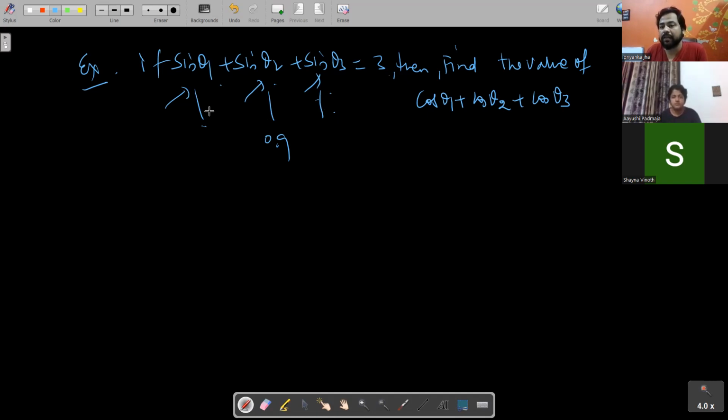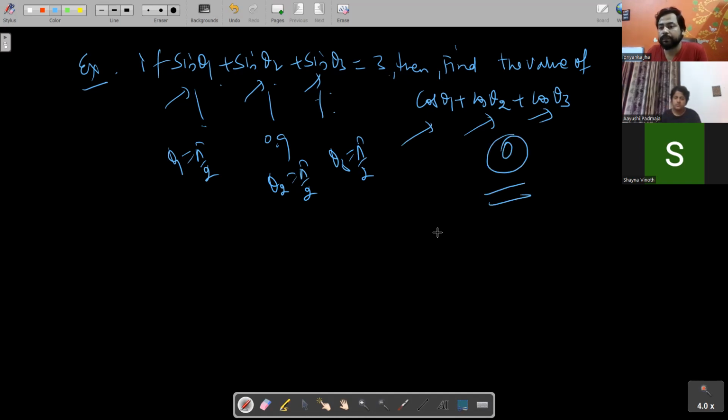Sine gives you 1 when the angle is pi by 2. So theta 1 is pi by 2, theta 2 is pi by 2, and theta 3 is pi by 2. So just put over here cos 90 plus cos 90 plus cos 90. Cos 90 is 0. So the answer is 0. Done? Yes.